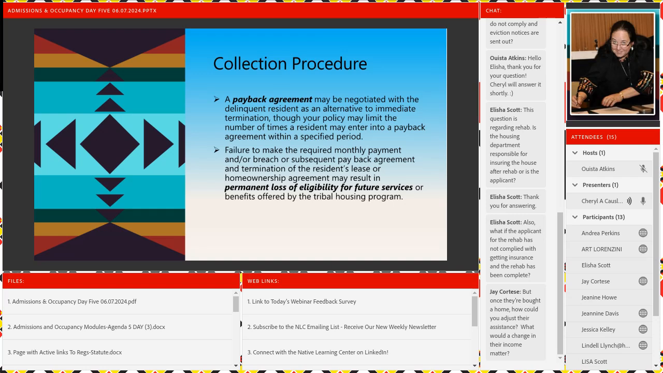Failure to make the required monthly payment and or breach of subsequent payback agreements and termination of the resident lease or home ownership agreement may result in a permanent loss of eligibility for future services or benefits offered by the tribal housing program.